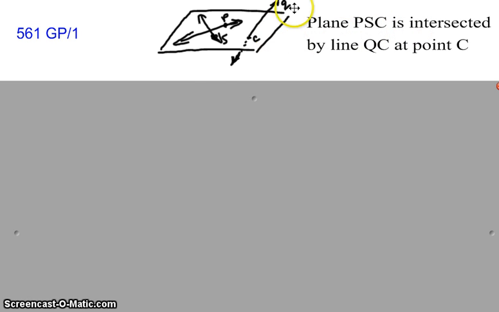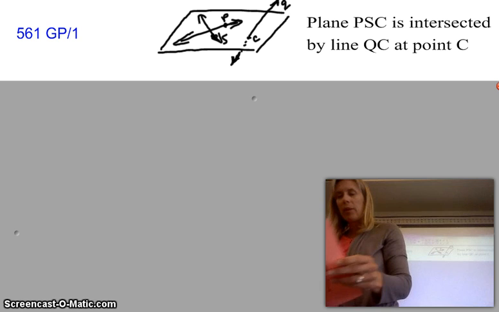It's being intersected by line QC. See that? QC. Which means, is QC on the plane PSC? Is QC, the line, lying on the plane PSC? Yes or no? Yes. Who says yes? Who says no? Too bad, because it's not on the plane. Let me show you this. I'm going to turn on the video to show this. Okay, so imagine I have plane PSC.